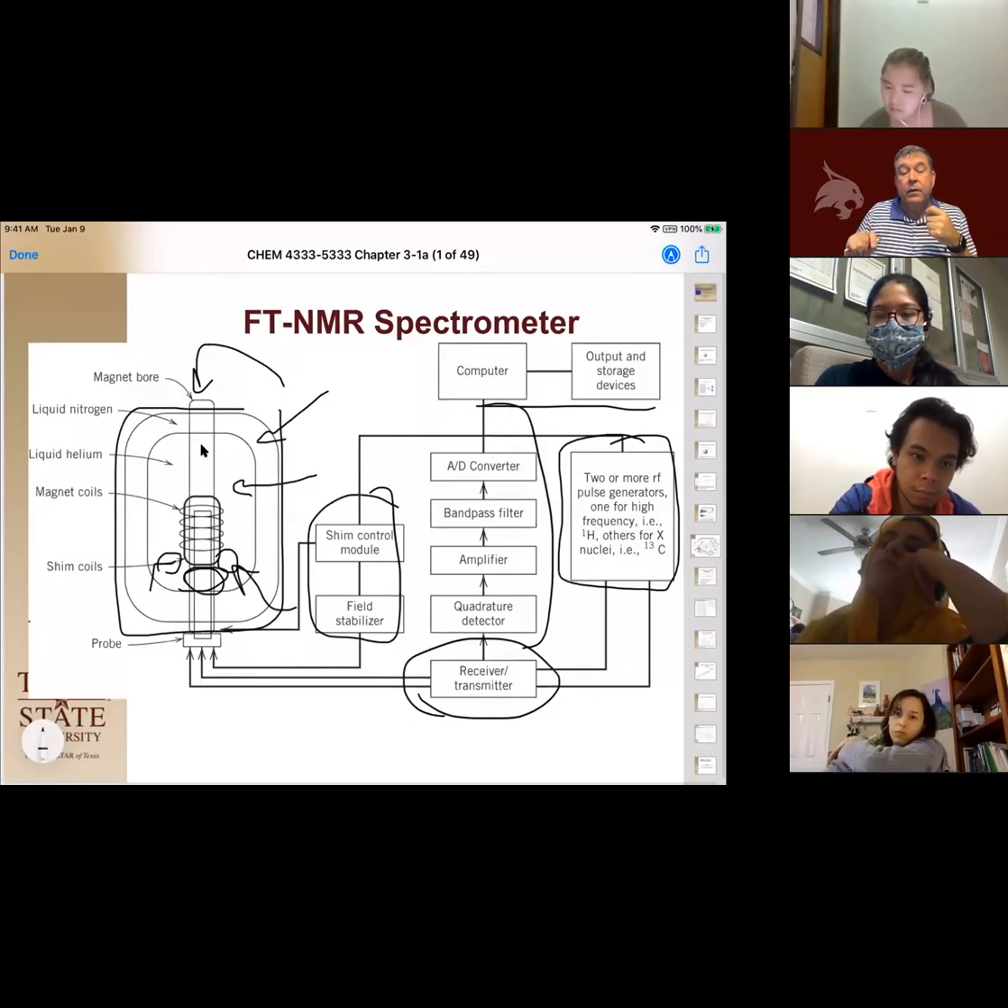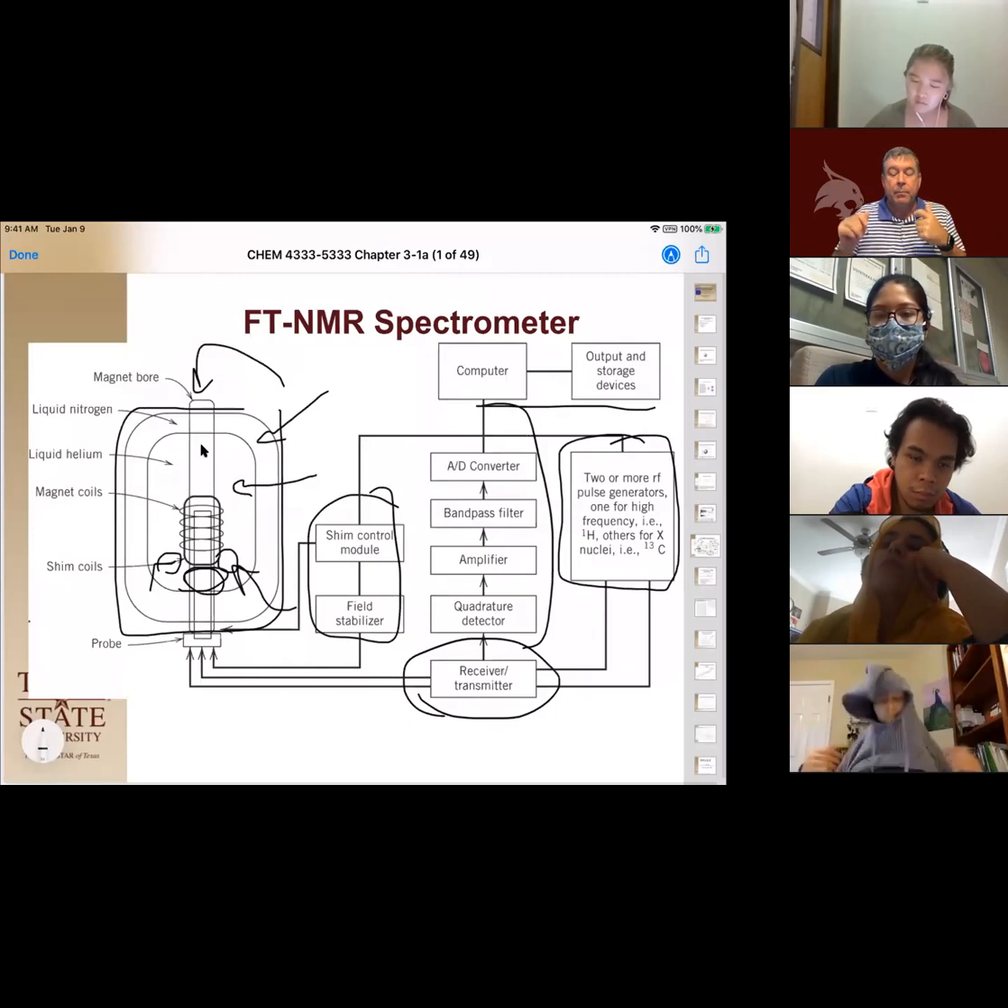However, for carbon-13, it relaxes slower, so we actually have a different pulse sequence. It pulses for 2 seconds, waits for 10 seconds, and listens for that relaxation. So that pulse generator has to be able to do different pulses, different frequencies, and different time delays to get you the information you need.